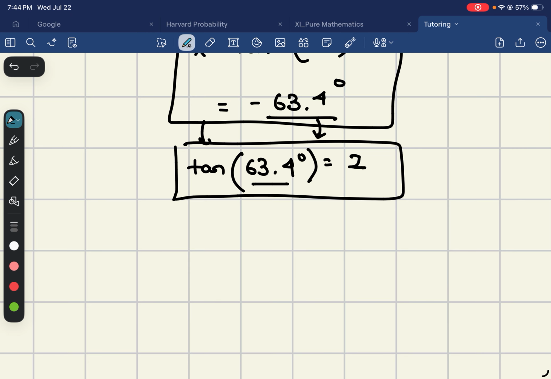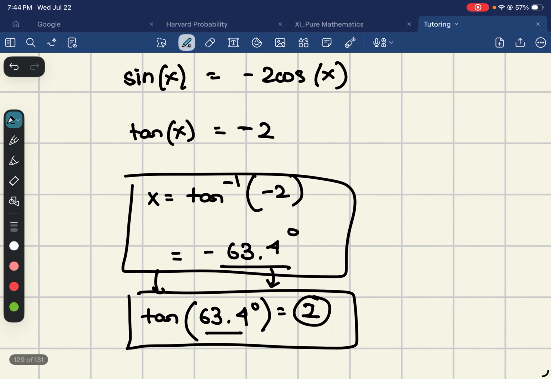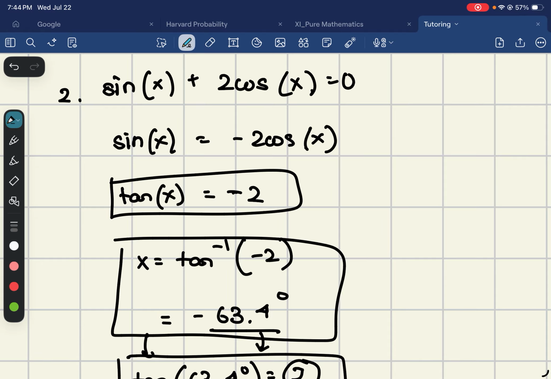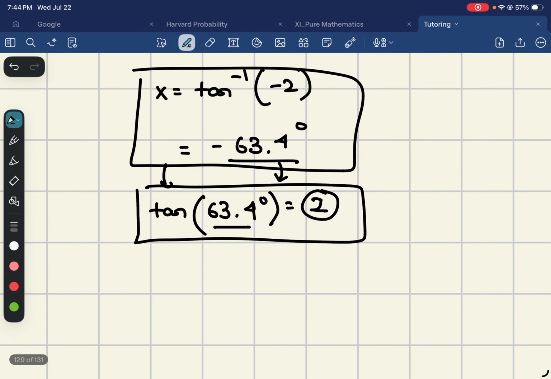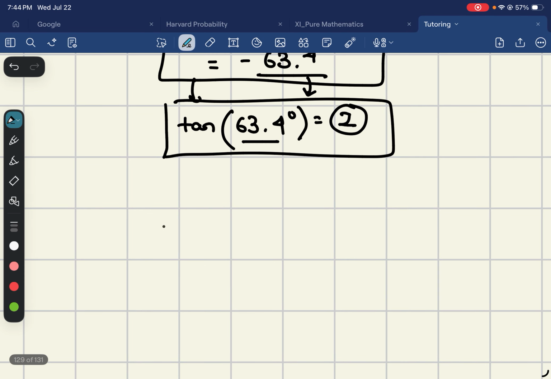I have the acute angle. And if I know the acute angle and the value, I just need to put this acute angle into the right quadrants where tan is negative. Remember, tan is negative in the second quadrant and in the fourth quadrant. So your first angle is going to be in the second quadrant. So 180 minus your acute angle is going to be one solution.